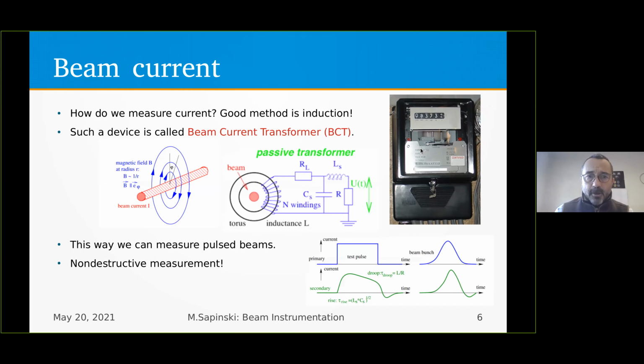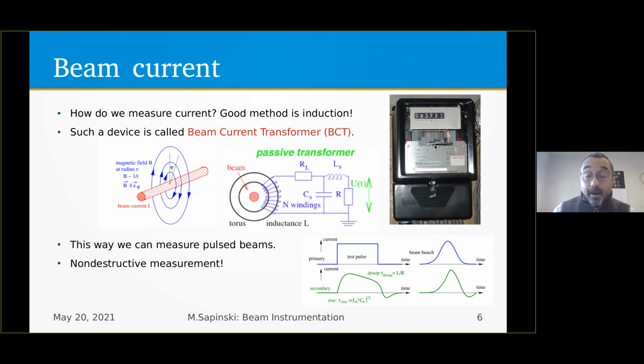So let's start with beam current measurement. It's a current, so the best way to measure it is induction. And here you see something that you are probably familiar with. It's a current meter that everyone has at home, which uses electromagnetic induction to measure how much current went to your apartment and how much you have to pay for it afterwards. We have a similar device to measure the beam current in accelerators. It's called a beam current transformer.